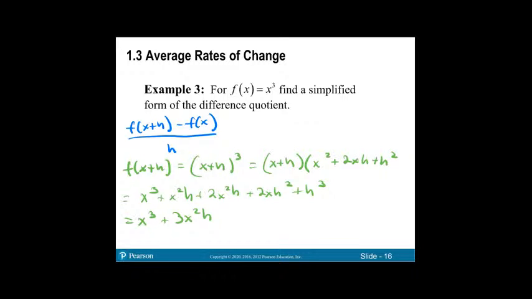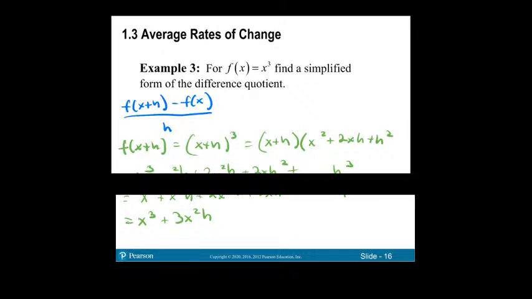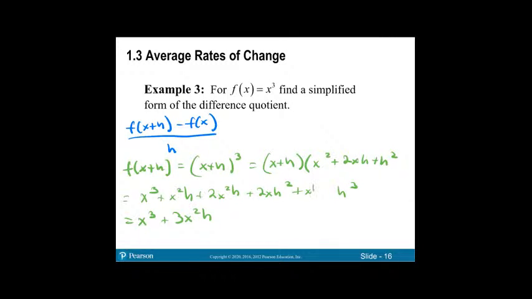Okay, I found the missing one. So the missing one is here, that last term. It's supposed to be xh squared. Xh squared plus h cubed. Okay. So then that's going to be a 3xh squared and then h cubed. Okay. So we expanded out the f of x plus h. We expanded that by itself, right?